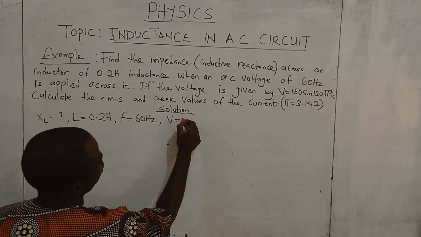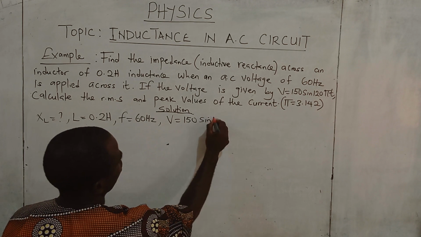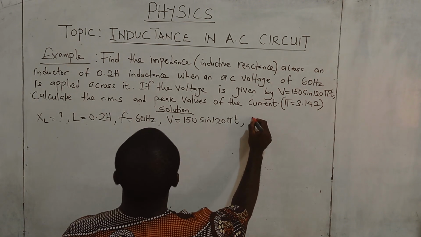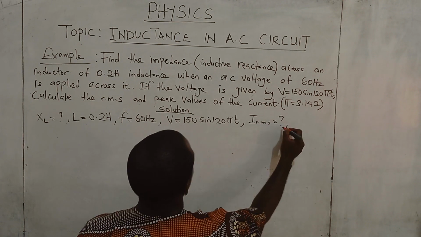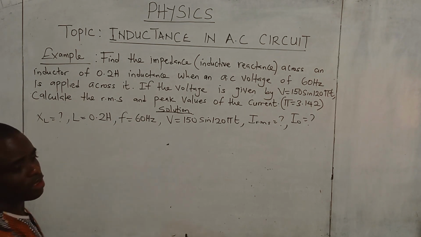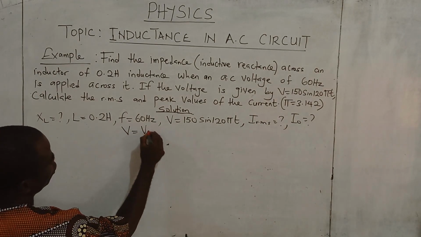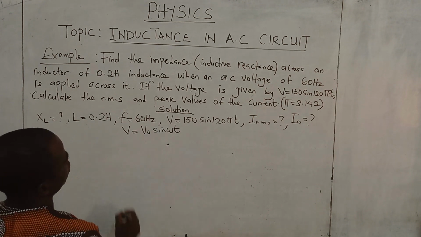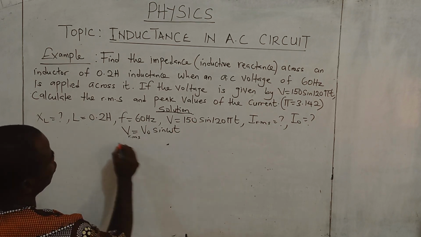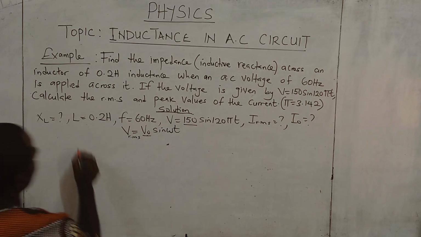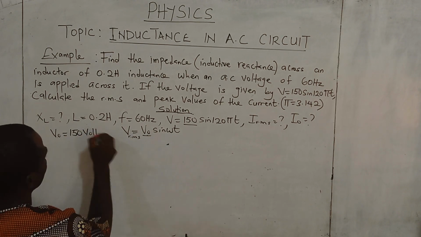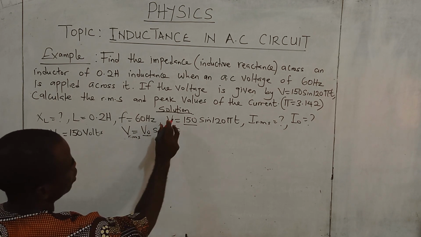by V equals 150 sine 120 pi T. Calculate the root mean square and the peak value of the currents. I root mean square, question mark, and I naught. We use I naught to represent peak. The first thing to do is to write the general equation, which is V equals V naught sine omega T. Now this V root mean square, you have to relate it with what you have here. And V naught stands for 150, that's V naught equals 150 volts. And V root mean square standing for V.